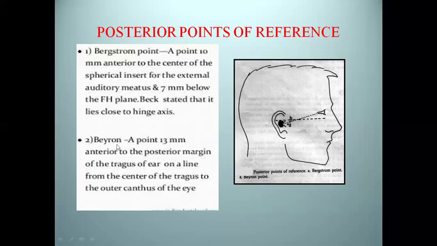The second posterior point of reference is Beyron's point, a point 13 millimeter anterior to the posterior margin of the tragus. Now you can see this B is the Beyron's point. It is located 13 millimeter anterior to the posterior margin of the tragus on a line from the center of the tragus to the outer canthus of the eye. So these two are the posterior points of reference. Bergstrom point is more accurate.